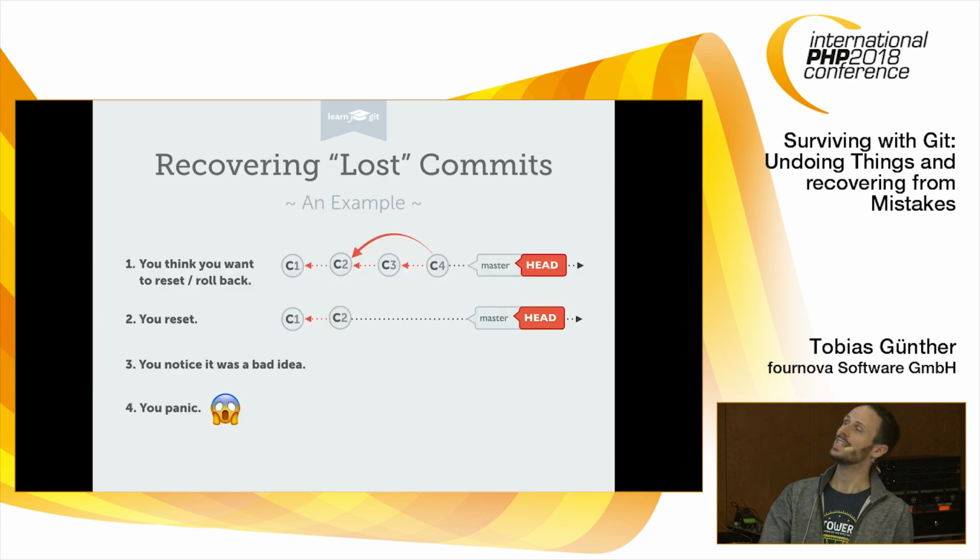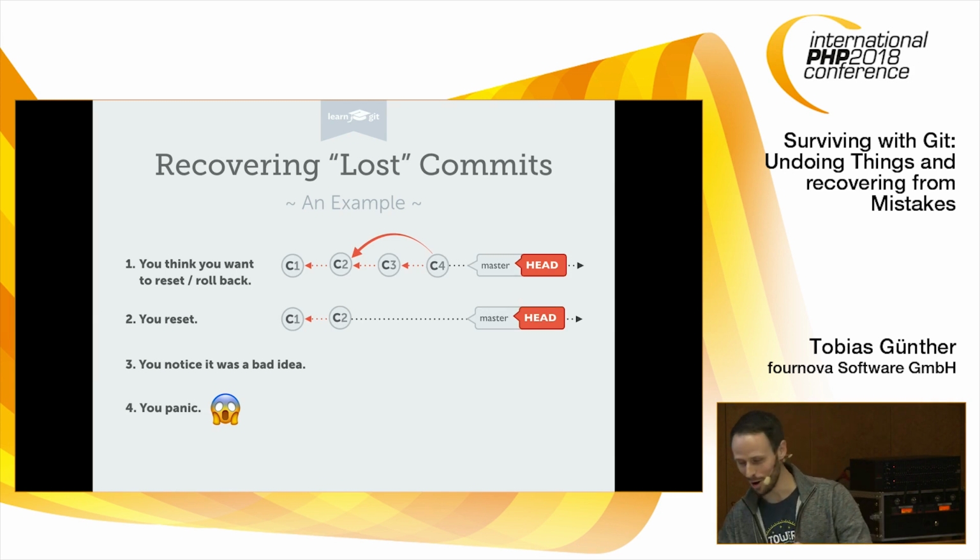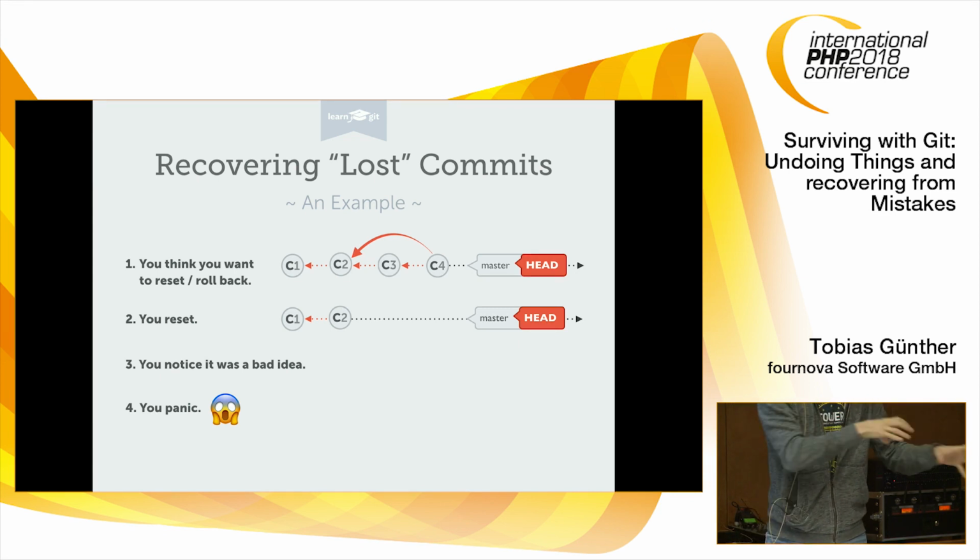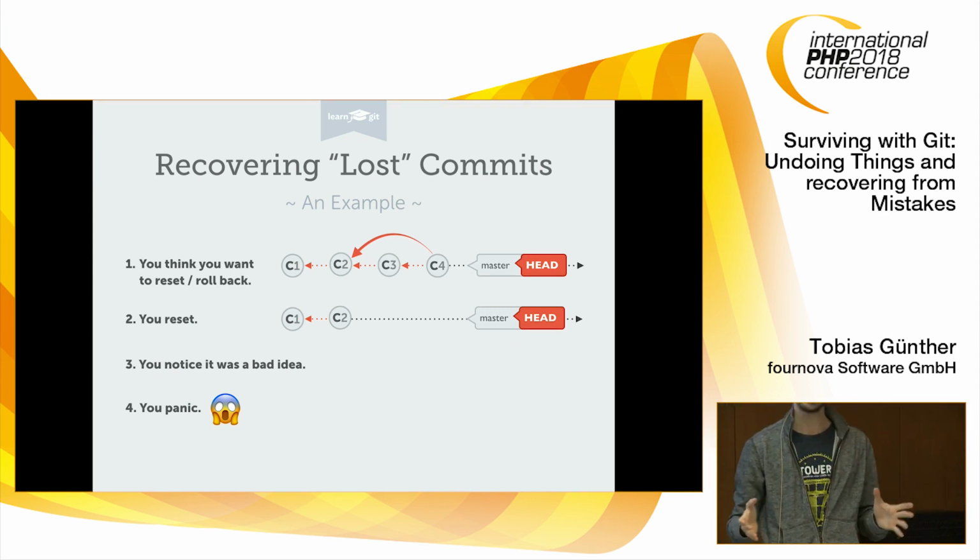Okay. So next type of problem, which is directly related to what we just did. You think you want to reset and roll back in time. You do that reset, and you notice it was a bad idea. So step 4, you panic. And as I said, you can really undo the undoing of undoing things in Git. You can undo everything, and even that.